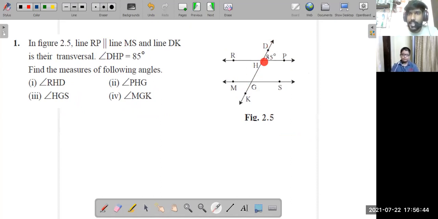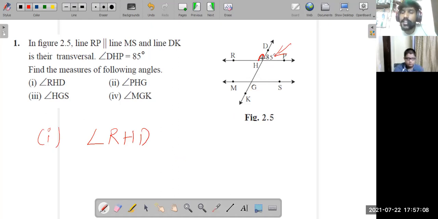And angle DHP, that is this angle. DHP is given as 85 degrees. And you have to find the measure of these following angles. So let's start with the first one. First one, we have to find the measure of angle RHD. That is this one we have to find out.